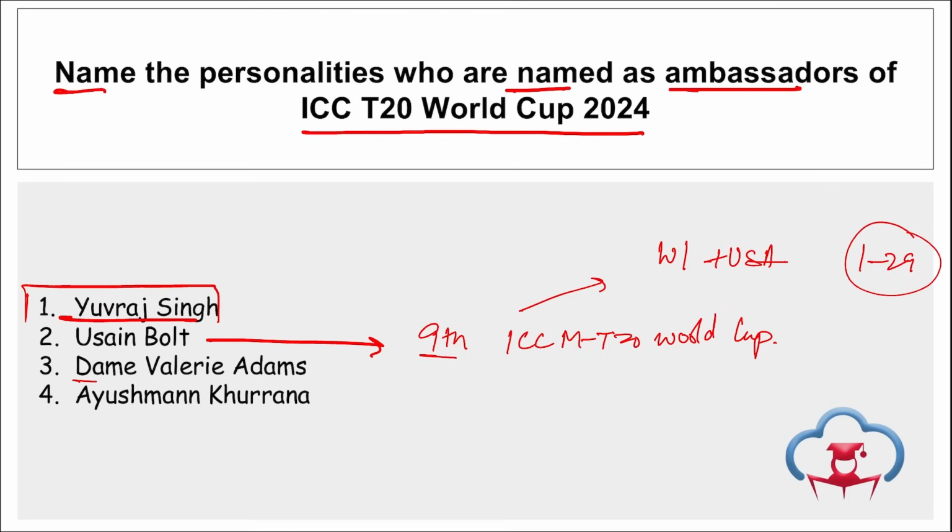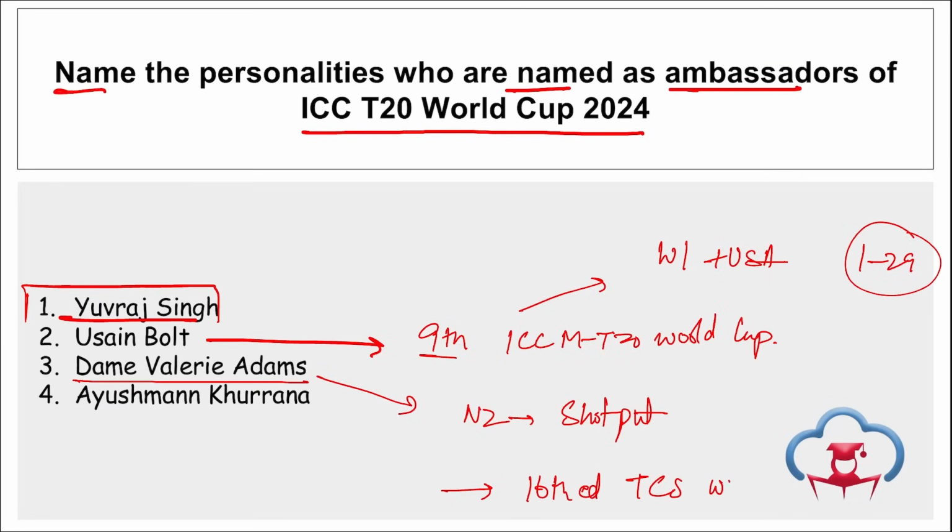Apart from this, if we talk about Dame Valerie Adams, she is from New Zealand. She is related to shot put and she's a 4-time world champion and 2-time Olympic gold medalist, and she has been named as the international event ambassador of the 16th edition of the TCS World 10K that will be held in Bengaluru, Karnataka, and it was held on 28th of April. Right, so Dame Valerie Adams from New Zealand, she's from shot put and she has been named as the international event ambassador for the 16th edition of the TCS World 10K Bengaluru, Karnataka.